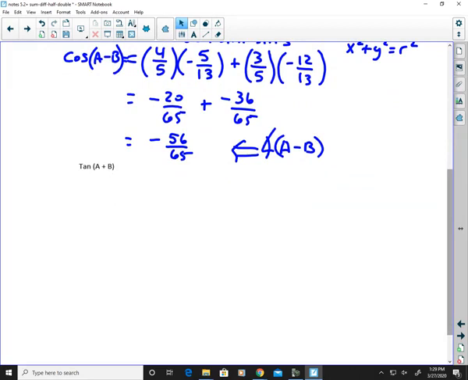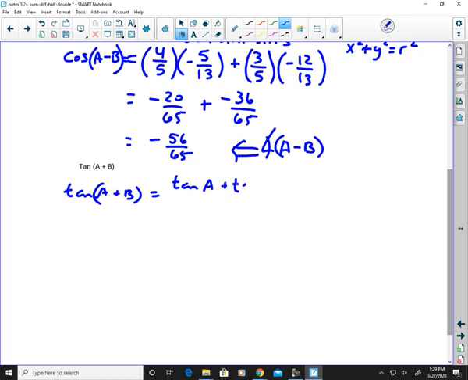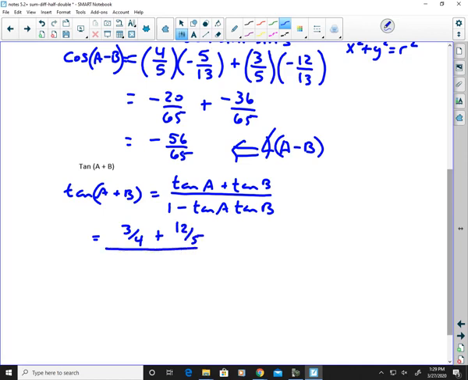Now the tangent. So tangent of a plus b equals tangent a plus tangent b over 1 minus tangent a tangent b. Okay, we saw that tangent a was 3/4, so we'll put that in. Tangent b was positive 12/5. I'm putting that in.